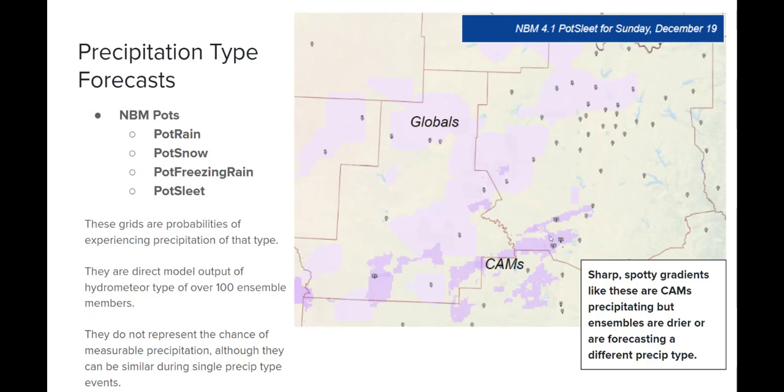Here's an example of a raw POT sleet grid from the What's Up viewer. The CAMs in the short term will sometimes output sharper, spottier gradients, while global inputs to the NBM forecast will be smoother and blockier. In some ways, one can look at these POT grids and know when CAMs are forecasting something that perhaps global models aren't, and it can help you in your forecast process.